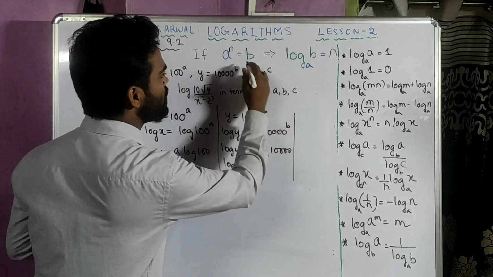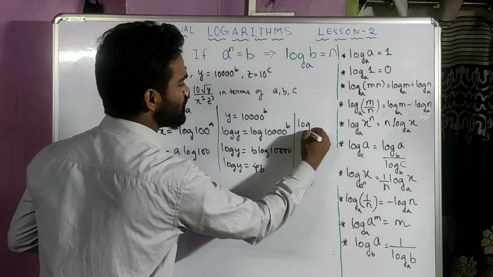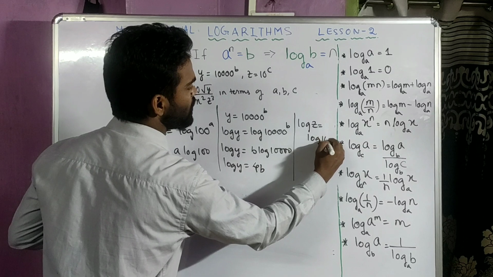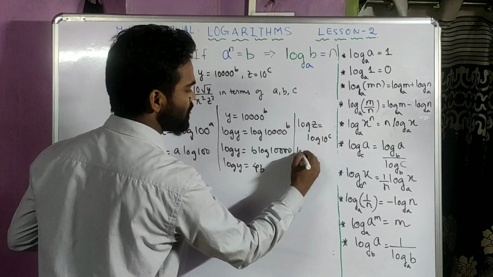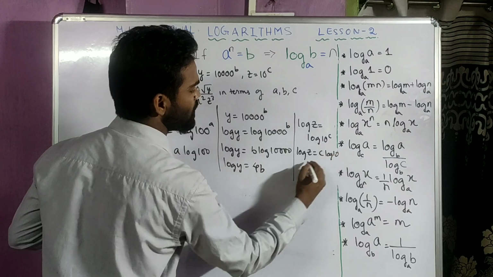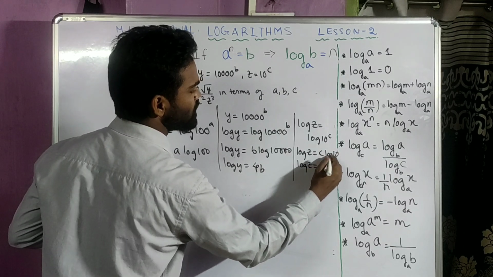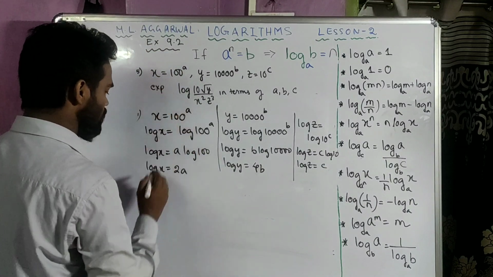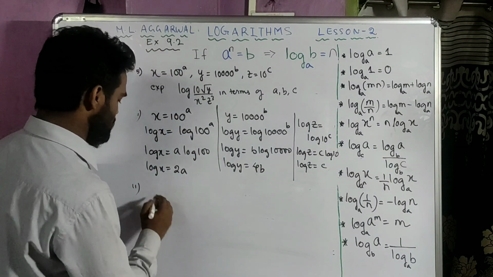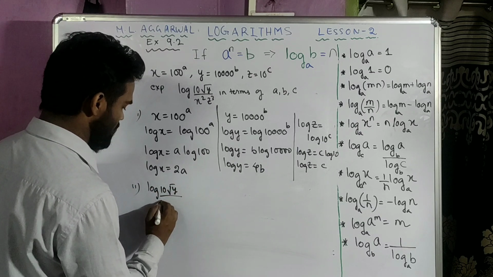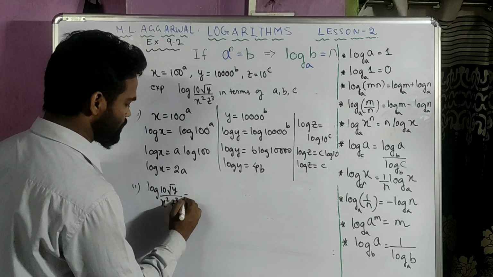And the last one is log z equals log 10 to the power c, which means log z equals c log 10. Log 10 is 1, so this is c. Now look. They have given log 10 root y by x square z cube.